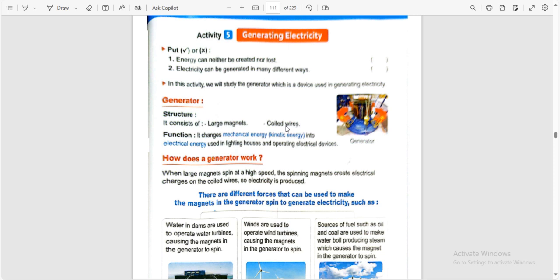Well, what's the function of the generator? A generator, like almost any device, changes one form of energy into another. So it converts mechanical energy or kinetic energy into electrical energy. So a generator converts mechanical or kinetic energy into electrical energy. Good.